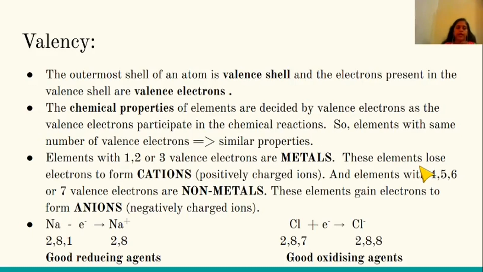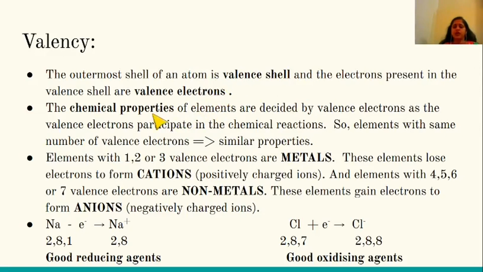Okay, now we were talking about valency. When the term valence comes, it means the outermost. If it is the outermost shell, it is a valence shell. If it is talking about the electrons in the valence shell, these are valence electrons. So I have written it down over here for you. The outermost shell is the valence shell and the electrons present are valence electrons.